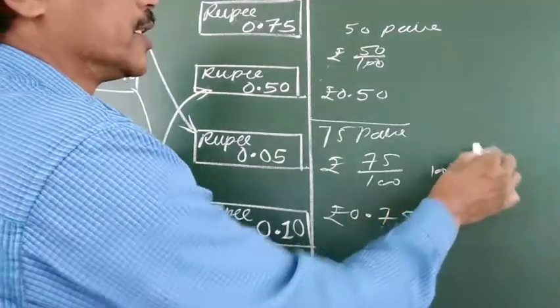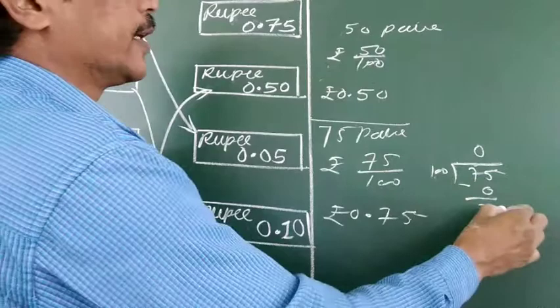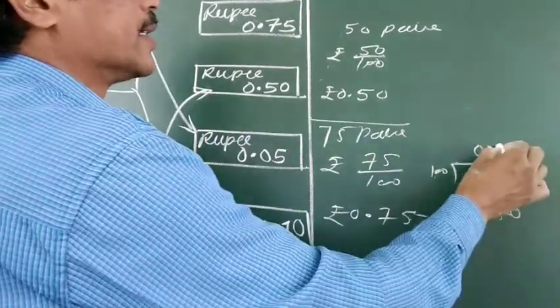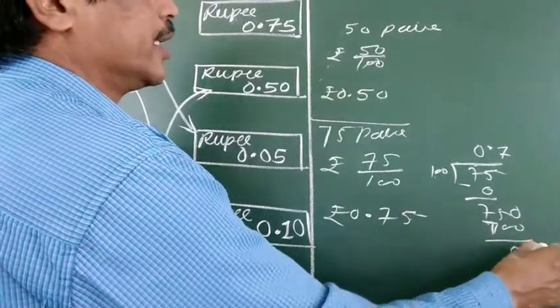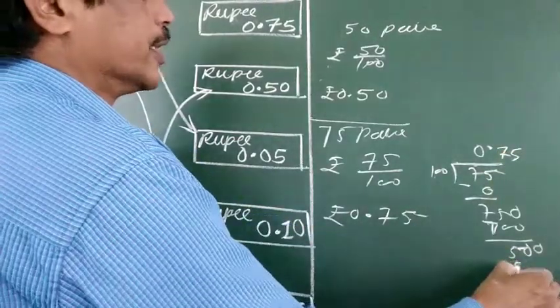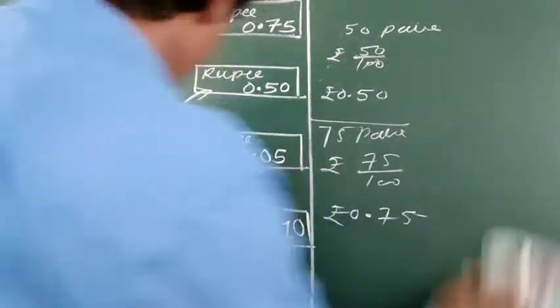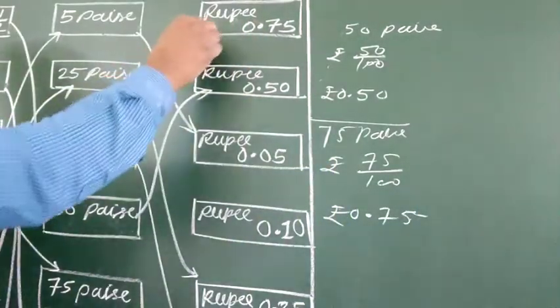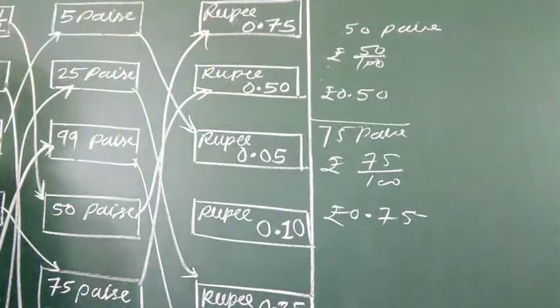Look, then 100 zero, 75 and decimal, it is 50 here, like this. Okay, this one. Next one will be matched with this one. This will match here. Okay, beta. Now the last one, see, 10 paise.